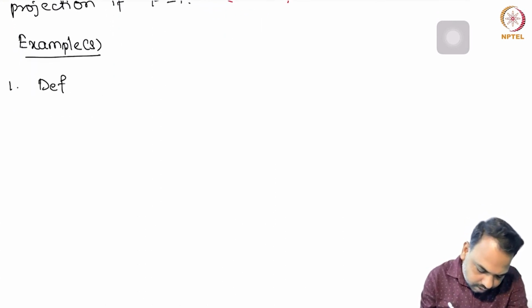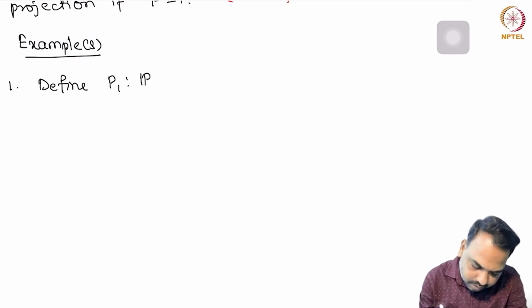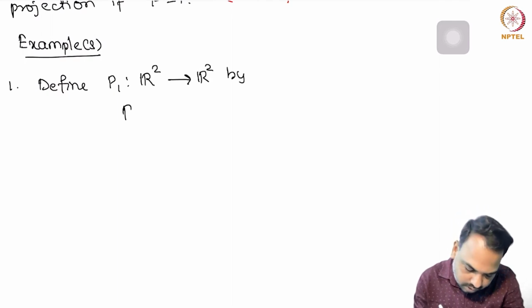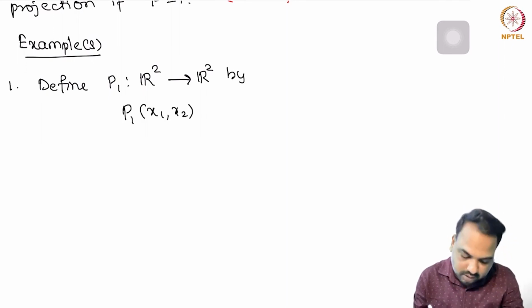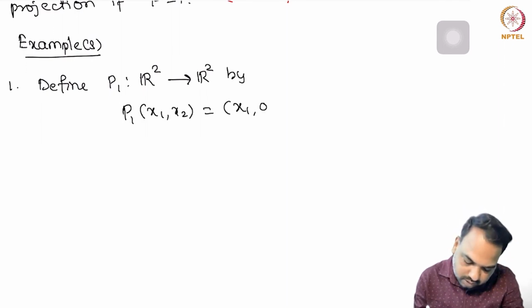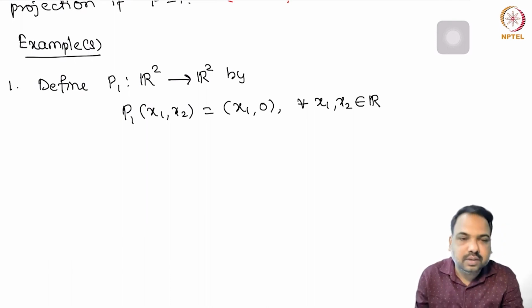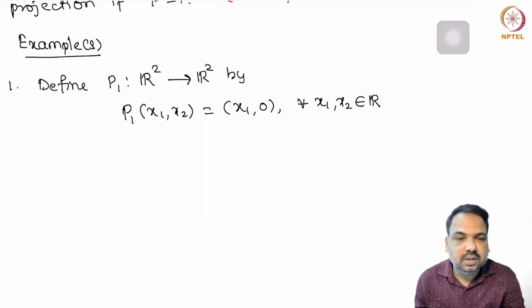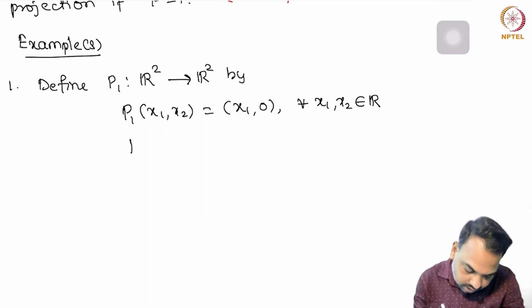So define P1 from R2 into R2 by P1 of x1 comma x2 equals x1 comma 0 for all x1, x2 in R. Then we can easily show that this is an idempotent, or a projection.